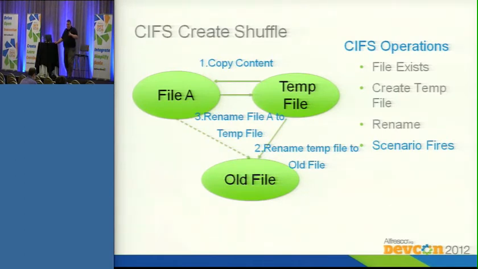And now things get, this is the most complicated slide in the presentation, so I'll take a bit of time over it. So the first thing was that the file A existed, and then that temp file was created. The next operation that the create shuffle would do is it would move file A, which is the one up there, down to the old file, so the green dotted line.